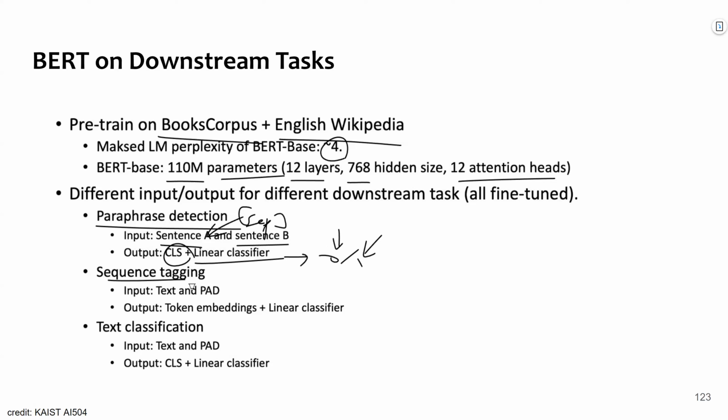And for sequence tagging, we just input text and PAD. PAD is for handling different sizes of input. And we just add token embeddings and add linear classifiers for each position. And then we can get tags. And for text classification, this is about the whole context of the sentence. Therefore, we are going to use just the CLS position. So depending on whether we need to use the whole summarized context or just separate positional information, we would use the CLS token or its position embedding. That's the only difference.